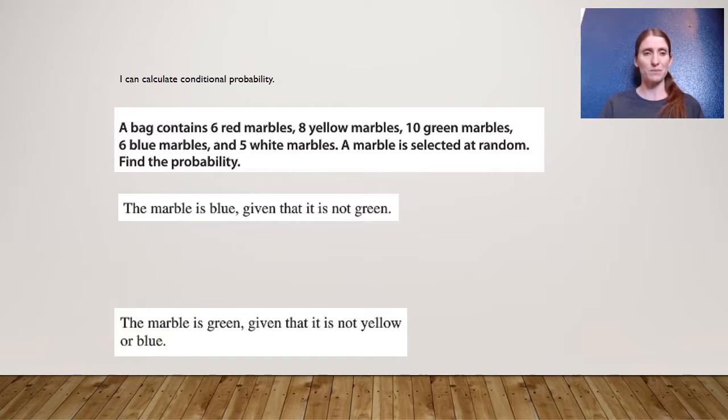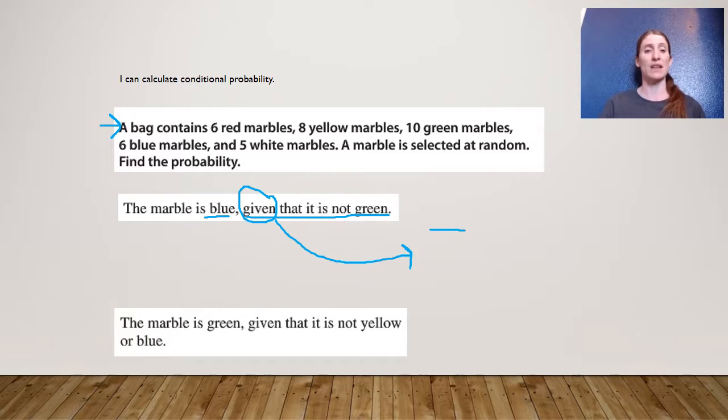So here's an example. It says a bag contains 6 red marbles, 8 yellow marbles, 10 green, 6 blue, and 5 white. A marble is selected at random, find the probability. So first, the probability that the marble is blue, given that it is not green. So this is key. Whenever you see this word given, the stuff behind it becomes your denominator. So that's like your new total, because now you're saying you're going to take out the green, and the only thing that's left are the red, yellow, blue, and white.